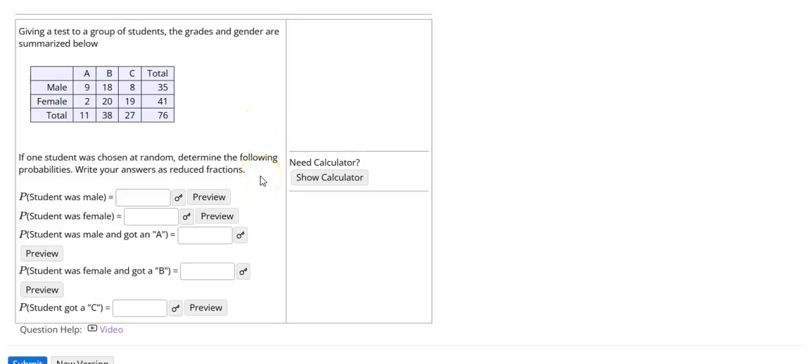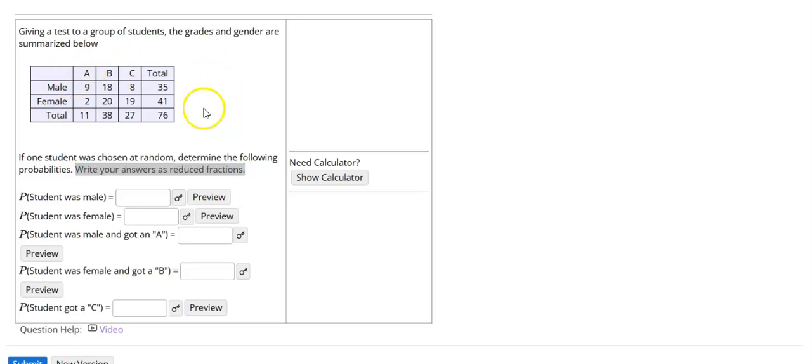Okay, in these questions, you have to find the probability in different scenarios. Here, P represents the probability. The question asks you, if you select one student randomly, or if one student was chosen at random, determine the probability in this scenario. The question tells you to write your answer in reduced fraction format, not decimal.